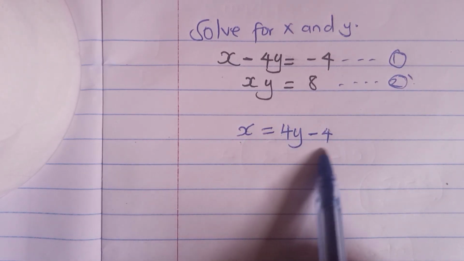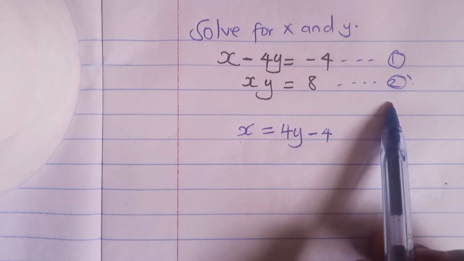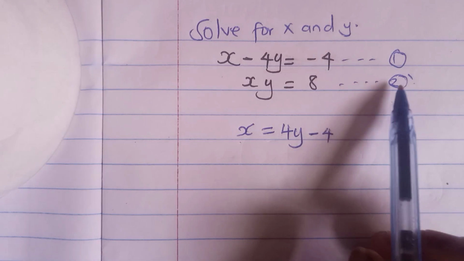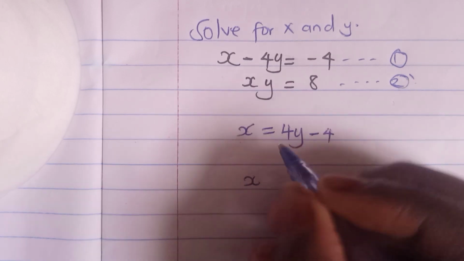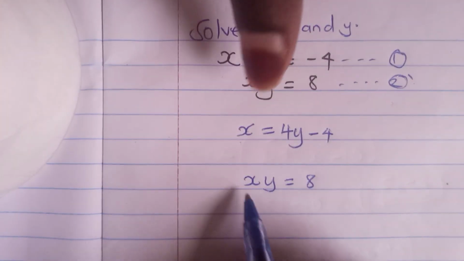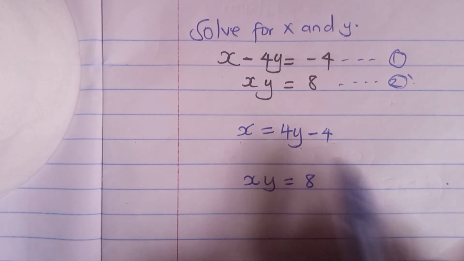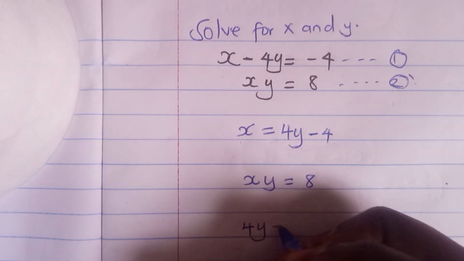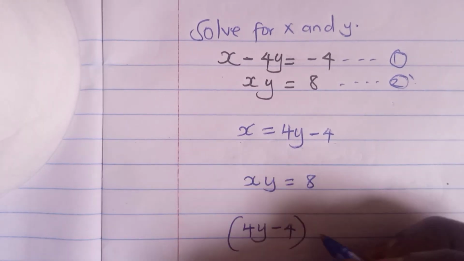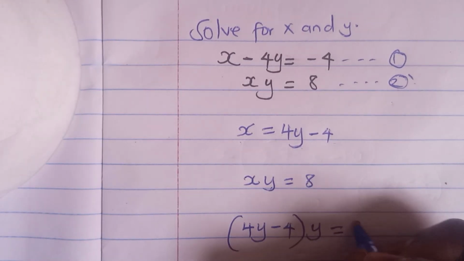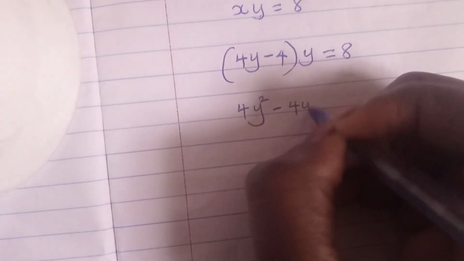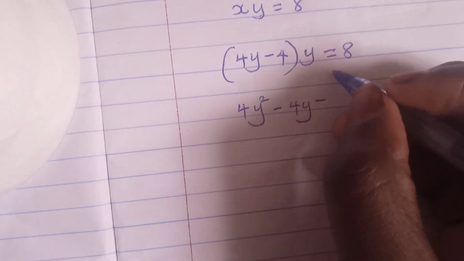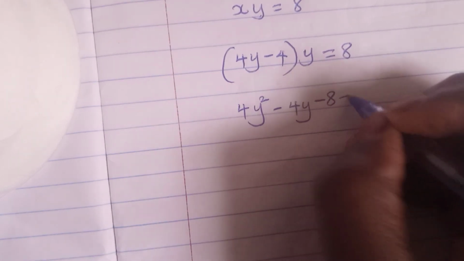I am going to substitute these values in my equation 2. So here we go. xy equals 8, and I have our x which is 4y minus 4. So this will be 4y minus 4 into y equals 8. Right? So let me open the brackets. This will be 4y squared minus 4y minus 8. I'm bringing this 8 to this side, equals 0.